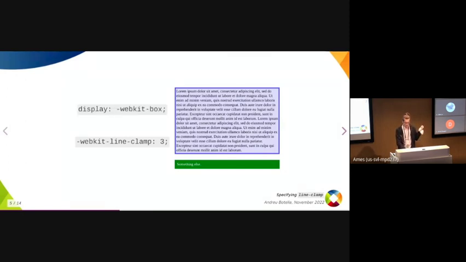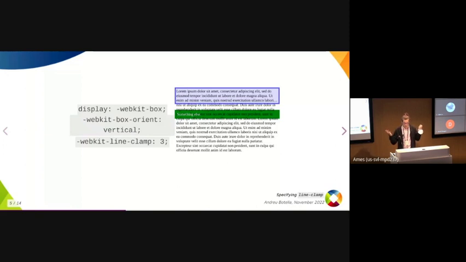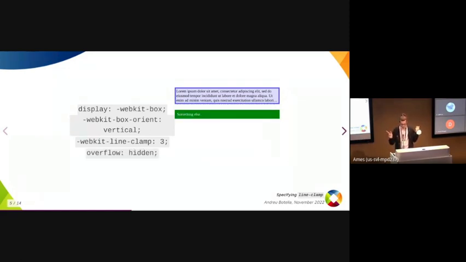You need these other two properties, which are all versions of flex. What it does is set the intrinsic height of the box to fit the 3 lines and add an ellipsis on the 3rd line, but the rest of the text still overflows. So you need overflow hidden to hide it.